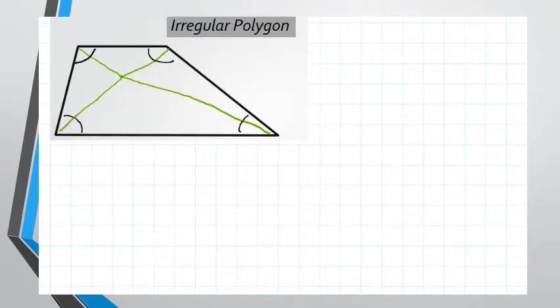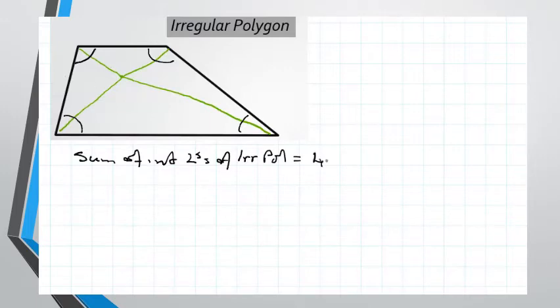So let's start writing the formula. Now, I would like to start saying: sum of interior angles of, and this time I would like to say irregular polygons, equals, and now my technique I'm going to continue with. I'm going to write 4. Why 4? Because there are 4 triangles. So I'm going to say 4 multiply.